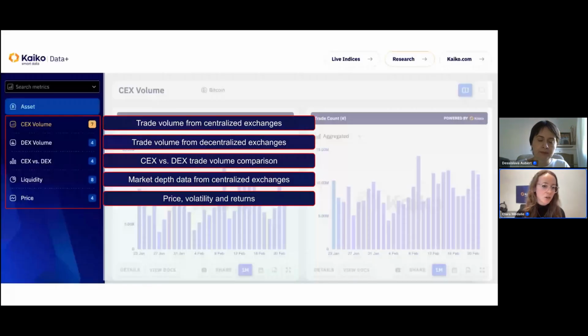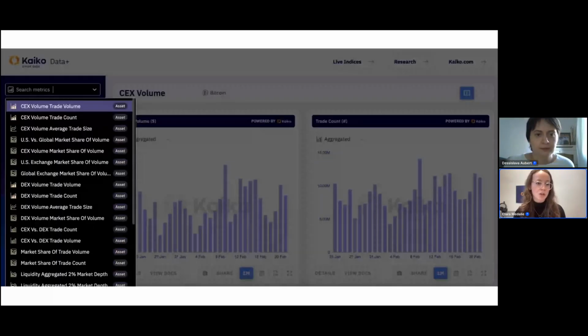Next, you can look at these categories. Here you will see different categories of charts, and for each one, the number refers to the number of charts included. You have centralized exchange volume, decentralized exchange volume, and a comparison of the two. You have liquidity, which uses market depth data. And then finally, you have price, which uses price, volatility, and returns. You can also browse each individual chart just by searching for the metrics here.